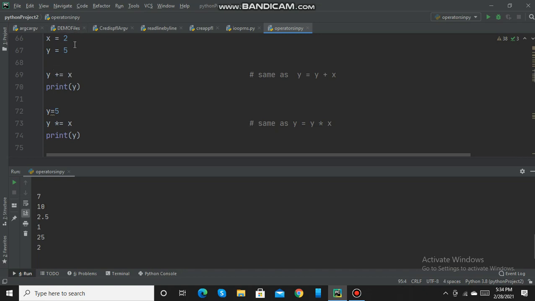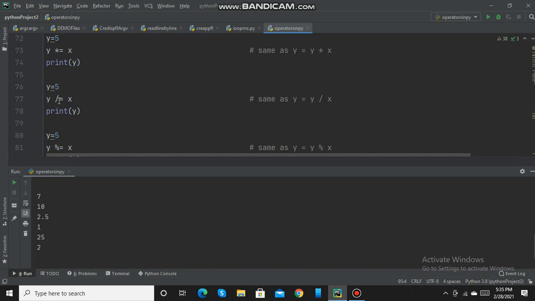That is 5 plus 2, 7. So that is printed here. Then next is y into equal to x, which means y is equal to y into x. That is 5 into 2, 10. So 10 is printed here.